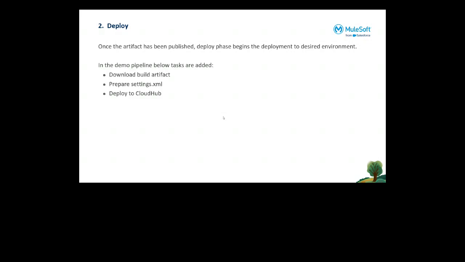As part of deploy, we have three tasks: download the build artifacts. From pipeline artifacts, we will need to download that for our local purpose, and prepare the settings.xml. Then run the Maven deploy command to deploy it to CloudHub.